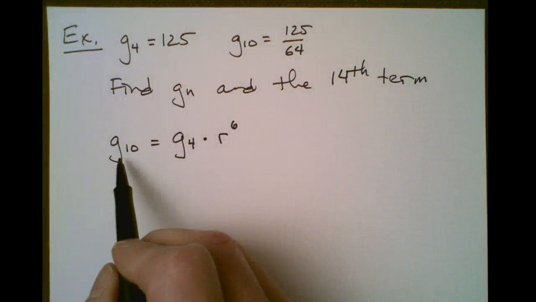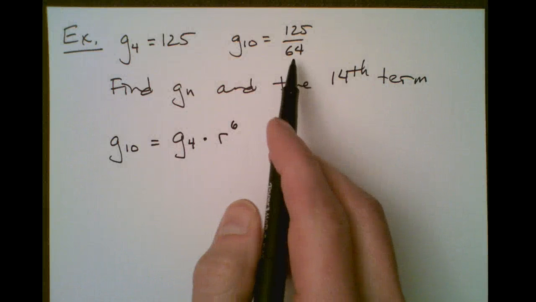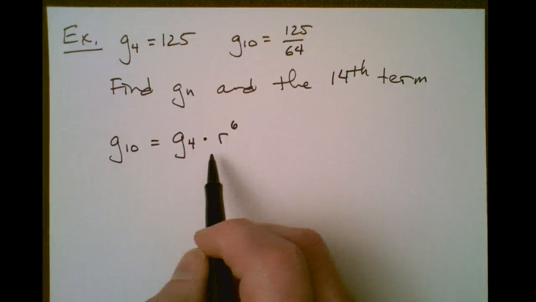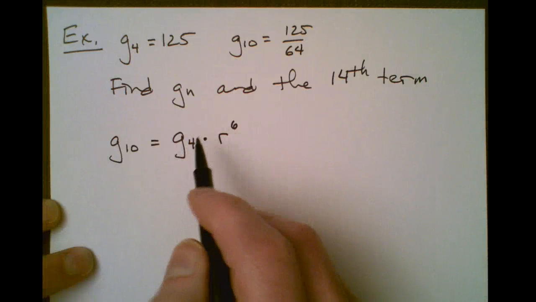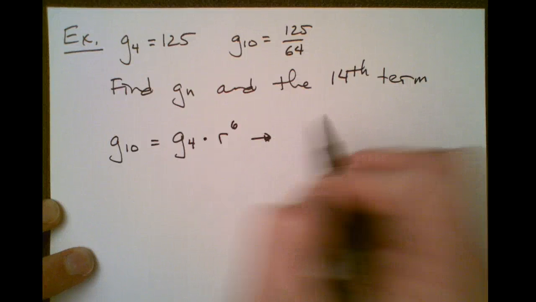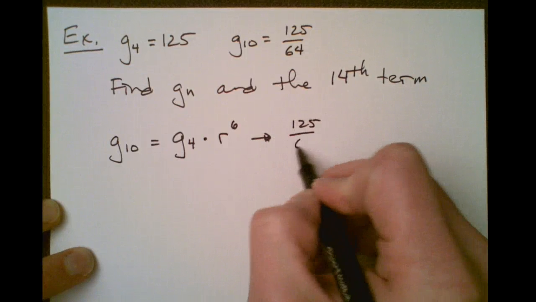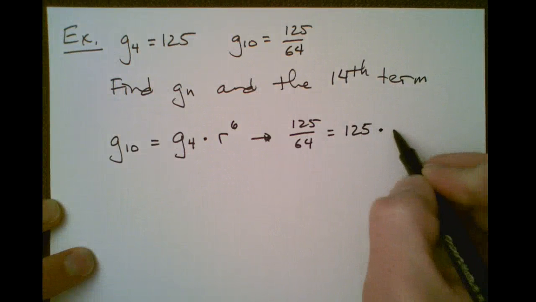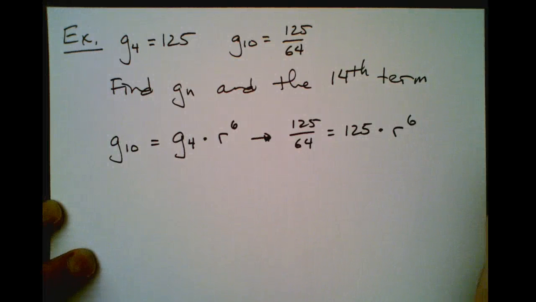Okay? And I know what g sub 10 is. That's 125/64. And I know what g sub 4 is. That's 125. So I can find r. Substituting in, 125/64 is equal to 125 times r to the 6th.